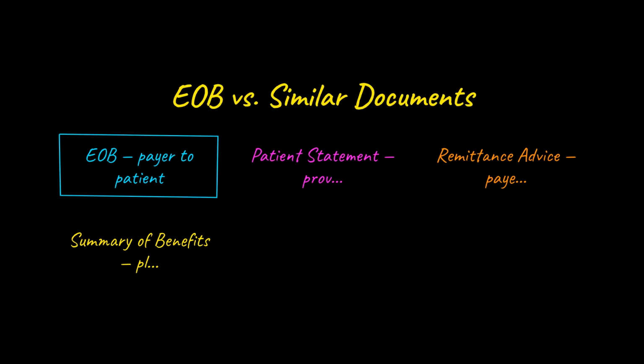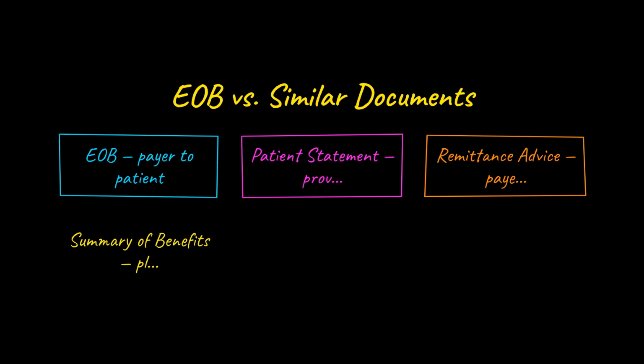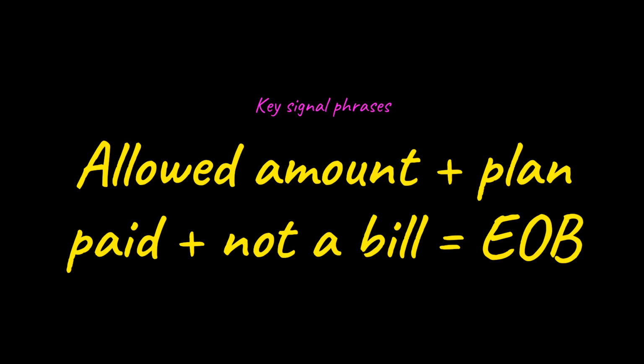Exam questions often test whether you can distinguish the EOB from lookalike documents. The patient statement is the actual bill from the provider. The remittance advice serves the provider's billing team, not the patient. The summary of benefits describes plan coverage in general, while the EOB is claim-specific and patient-facing. When a question stem mentions allowed amount, plan paid, patient responsibility, reason codes, and not a bill together, it is pointing squarely at the EOB, the payer's transparent, claim-level summary sent directly to the patient.